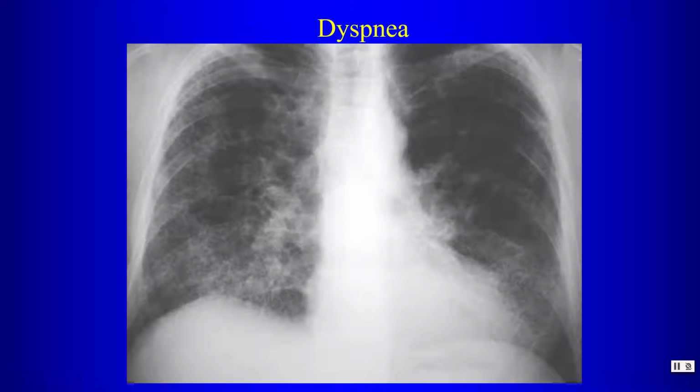Here's our next case. So this patient is short of breath, and we notice that there is an interstitial pattern here, and the distribution is somewhat striking. It affects the periphery of the lungs and also the lung bases here bilaterally as we look at this.